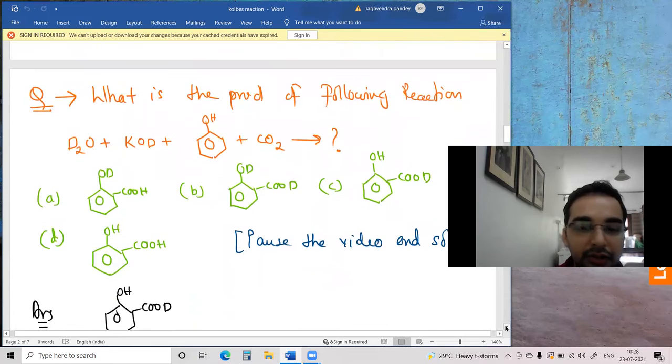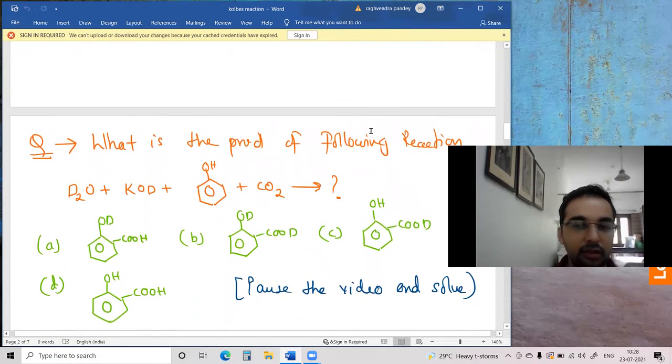Then let's take one question on this. There are some MCQs that we can see. What is the product of the following reaction? Here we have deuterated the water, we have deuterated the KOH, and phenol and carbon dioxide are the same. So that is a Kolbe's reaction that you know. Now, what are the possibilities of the product, and which is the correct product?